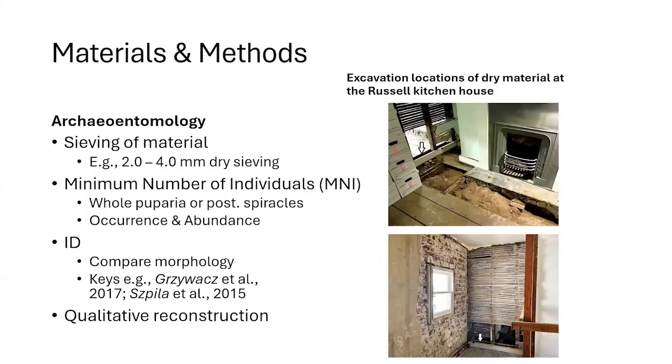I'm just briefly going to go over the materials and methods that we generally use in these investigations. So usually, at least with these two investigations, it was all dry sieving material through successively smaller sieves, 2 and 4 millimeters. And then we were looking for the non-repeating sclerites or remains. So for our flies, that's going to be either whole puparia or the fragments that contain both posterior sclerites. And so that is going to be our minimum number of individuals, which we're using to represent our occurrence and abundance.